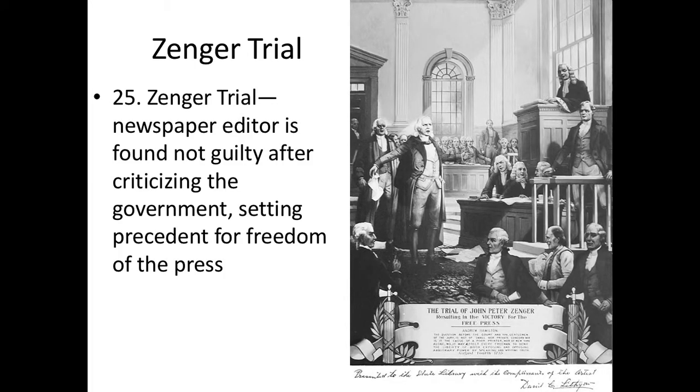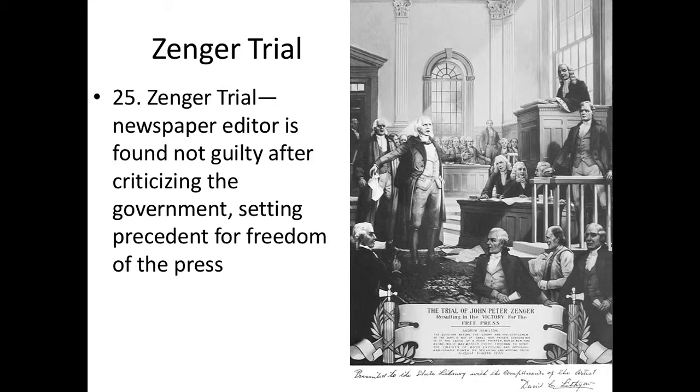So, the last key term we have out of the Unit 1 review is the Zenger trial. So, the Zenger trial, I believe, happened in New York. And there's a guy named John Peter Zenger. He wrote an article, I believe, in a newspaper, and he criticized the government. And now you can say stuff about the government that you want without really any second thought because you're free to do that. You're free to criticize the government. But that wasn't always a given back in the 1700s.